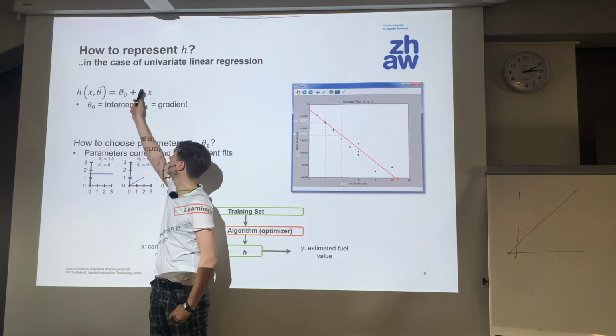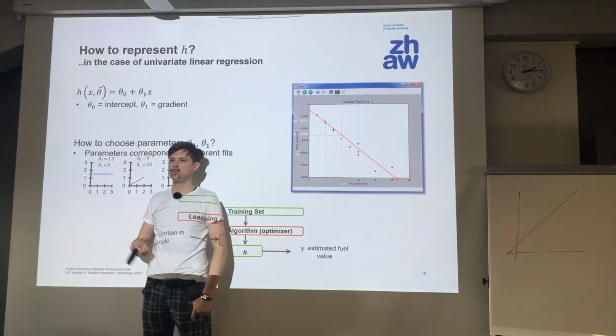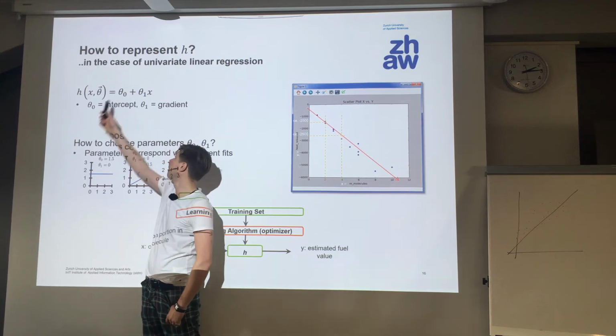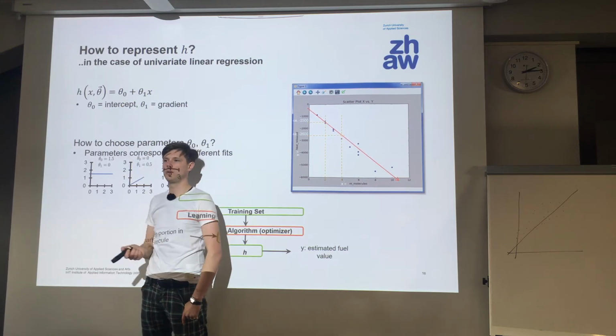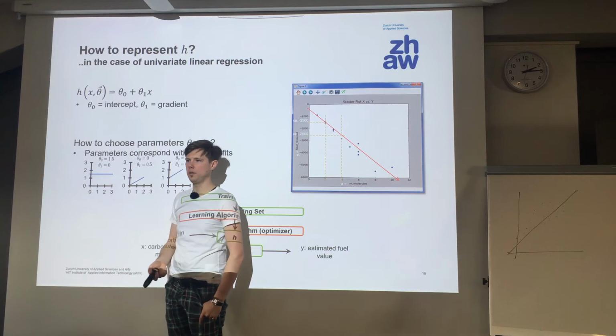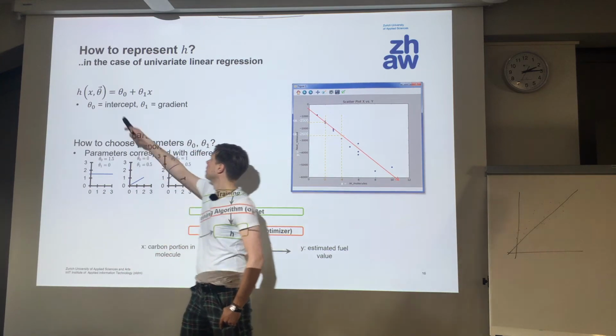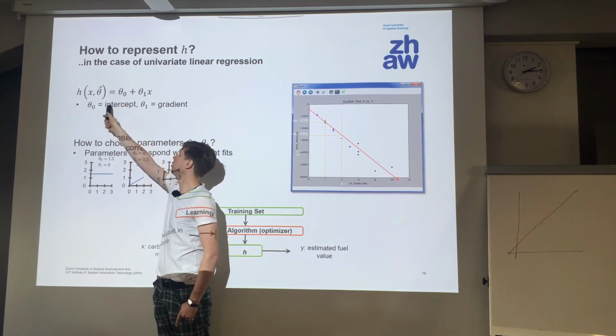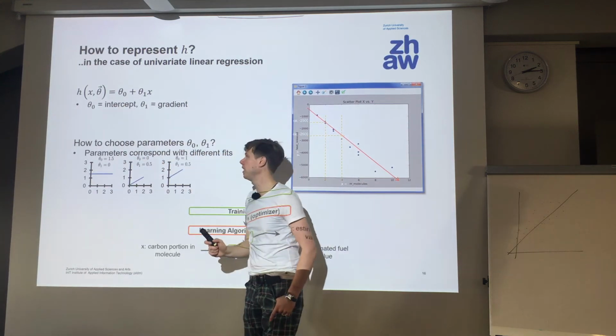Why do we call these things theta 0, theta 1? This is just how you usually do it in machine learning. These things are either called thetas or weights, W, but here we adopt theta. So, that's an equation for a straight line. Theta 0 is the intercept, theta 1 the gradient.